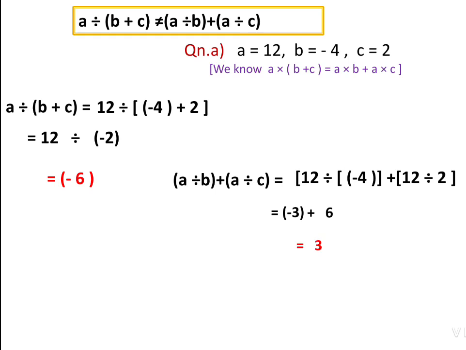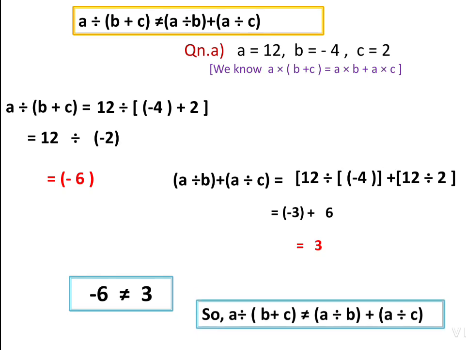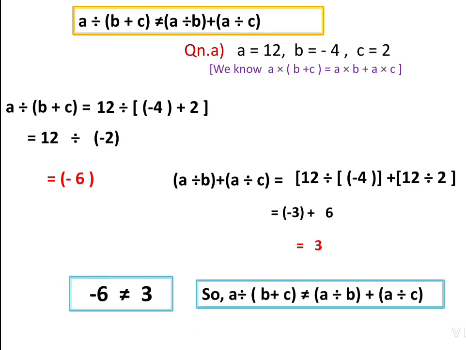Is minus 6 equal to 3? No. Minus 6 is not equal to 3. So our given rule is correct. We can write A divided by (B plus C) is not equal to A divided by B plus A divided by C. Here the first part is minus 6, the second part is 3.